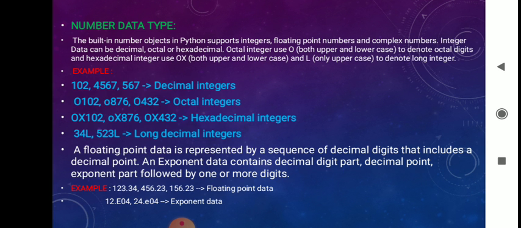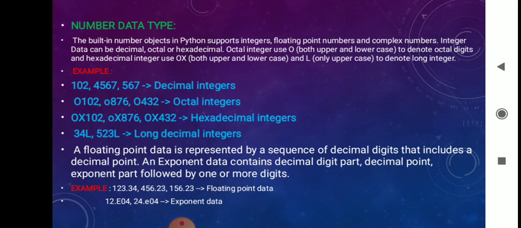Numeric data is the built-in number object in Python. It supports integer, floating point numbers and complex numbers, and integer data can be decimal, octal or hexadecimal. Here you can notice that an octal integer uses the O symbol to denote octal digits. Then a hexadecimal integer uses 0X, both upper and lower case, and L is only used to denote a long integer.